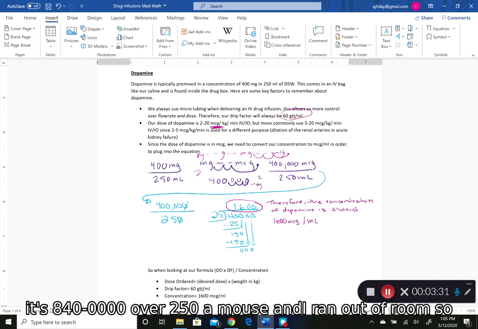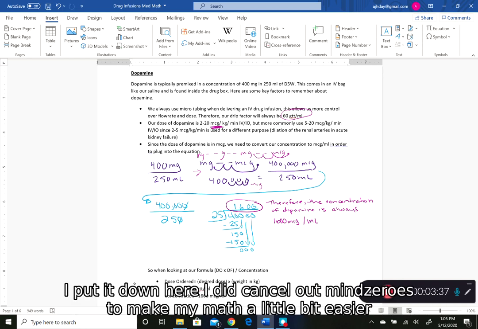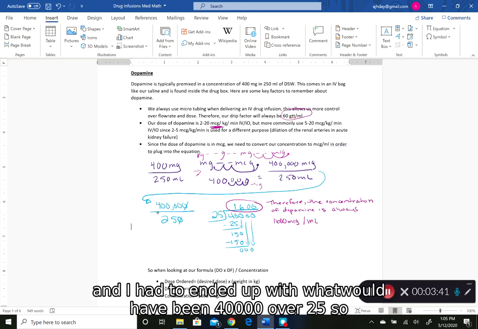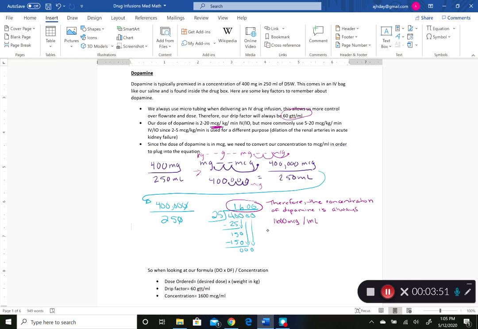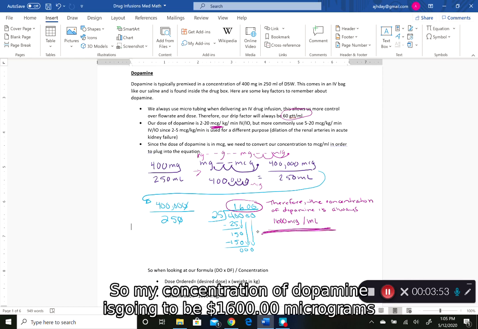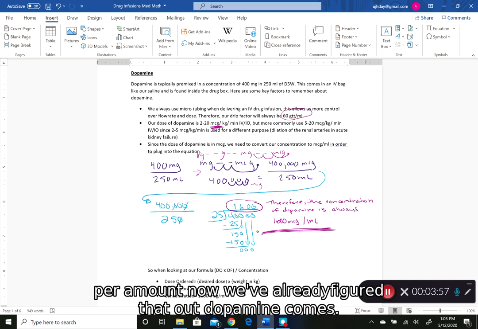So I put 400,000 over 250 mLs, and I ran out of room, so I put it down here. I did cancel out my zeros to make my math a little bit easier, and I had ended up with what would have been 40,000 over 25. So I went ahead and did that long division already, and I got 1,600. So my concentration of dopamine is going to be 1,600 micrograms per ml.